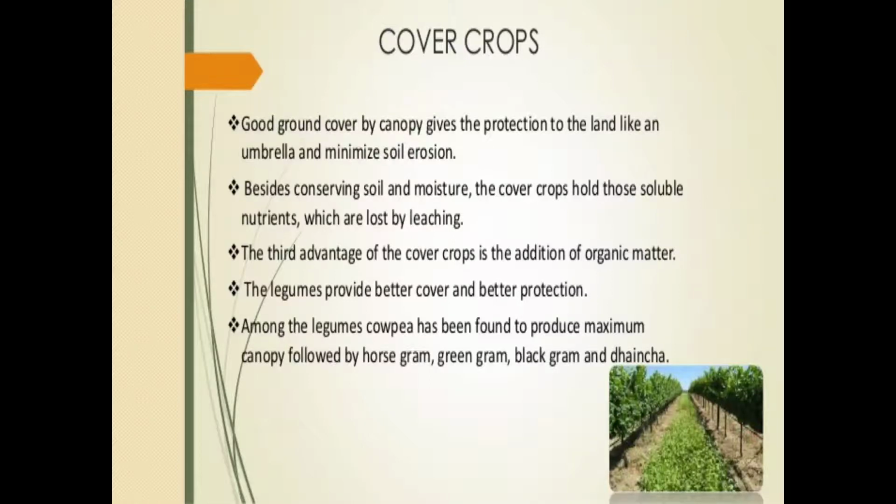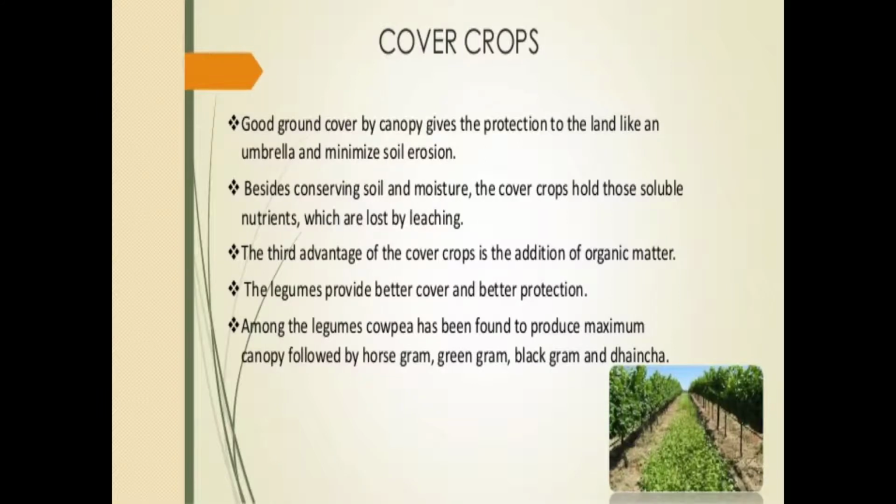So a good ground cover by the canopy gives protection to the land like an umbrella and minimizes the soil erosion. The cover crop acts in the role of an umbrella, as it protects most of the soil surface and minimizes the soil erosion. Besides conserving the soil and moisture, the cover crops hold those soluble nutrients which are lost by leaching. Whatever nutrient is lost through the process of leaching can be held by the cover crop.